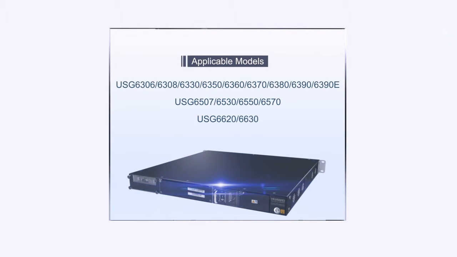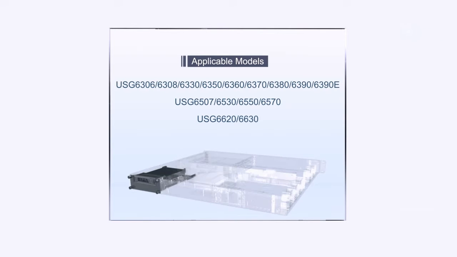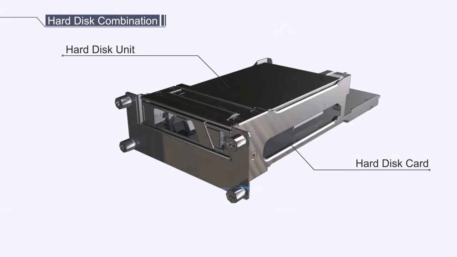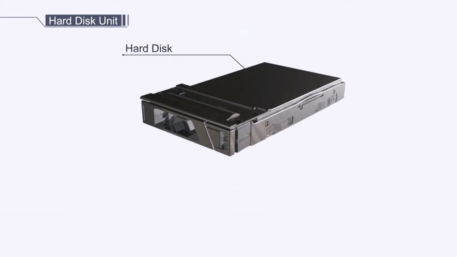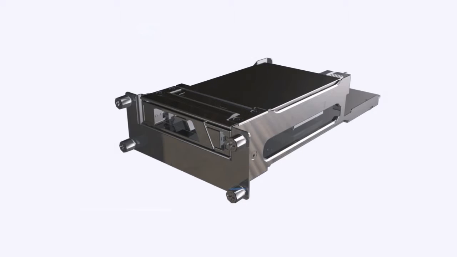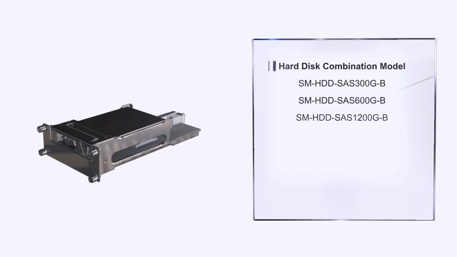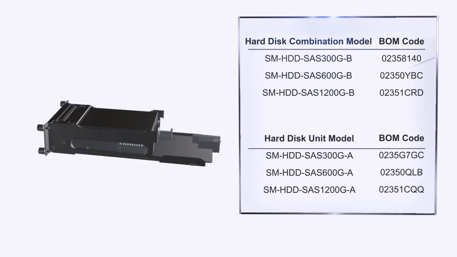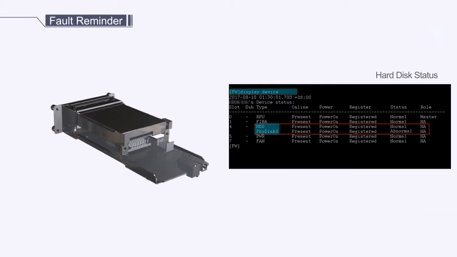In this course, we will learn how to replace a hard disk. The device supports optional hard disk combinations available for your purchase, to record logs and reports in real time. A hard disk combination consists of the hard disk card and unit. The hard disk unit is hot-swappable but the hard disk card is not. Therefore, if a hard disk unit is faulty, you can replace it without powering the device off. If a hard disk card is faulty, you must power off the device first and then replace the hard disk combination.